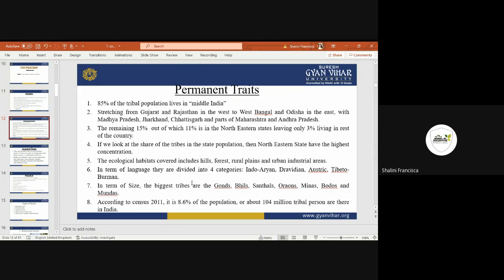The rest, 11%, if we call them the seven sisters, they are from the northeast area. And the third part, 3%, is remaining in our country in other states, where they are not that visible to us. Maybe they are migrating from one place to another, or maybe they are not yet recognized by the government, or if they are recognized, they are not fully given attention, or they are not outspoken to keep their tradition in front of anyone.